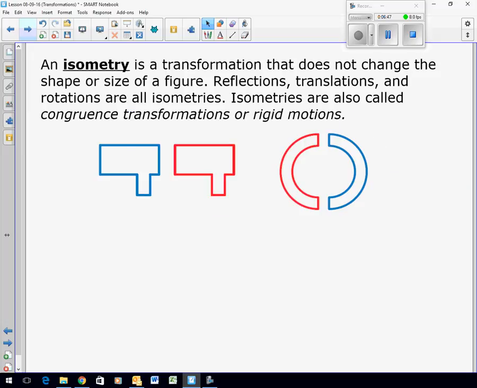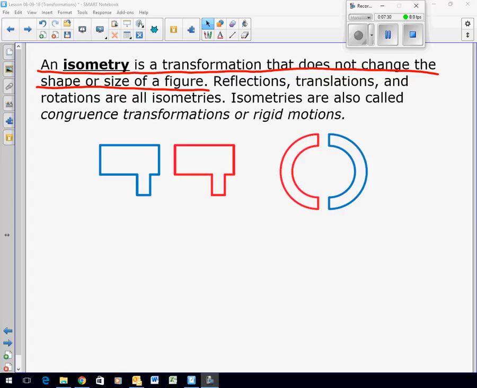All right. This is an important slide. I would say you definitely have to write down what I'm going to underline in red, and you may write down the rest if you want to get an A or a B. An isometry is a transformation that does not change the shape or size of a figure. Reflections, translations, and rotations are all isometries. Isometries are also called congruence transformations or rigid motions.